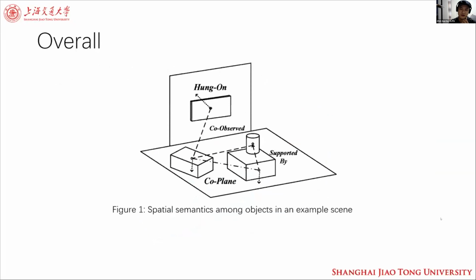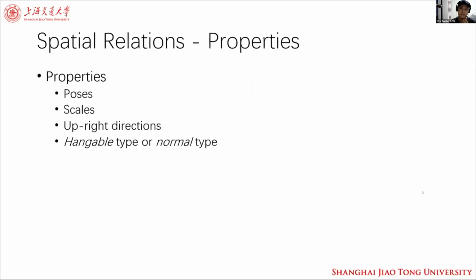As shown in figure 1, a cuboid is supporting a cylinder, as well as being coplanar with another cuboid, and besides, another object is hung on the wall. And in SSG, those objects are the nodes or the vertices, and the spatial relations among them together are the edges, and the objects and their spatial relations together form the higher level semantics of the scene. And there are also many properties such as the poses, scales, and the upright directions for the vertices.